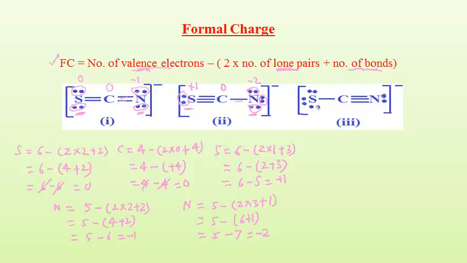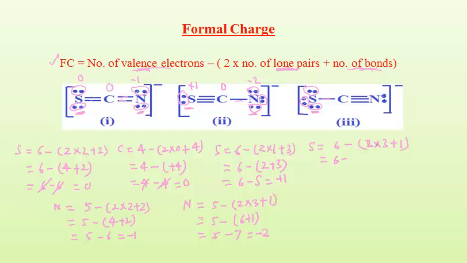Well, let's move on to the last resonance of thiocyanate ions, and we calculate the formal charge over the sulfur atom. We apply the same formula. Sulfur has 6 valence electrons minus 2 multiplied by number of lone pairs, and this sulfur atom has 3 lone pairs. I mentioned here 3, plus number of chemical bonds formed by this sulfur atom. It forms only 1 chemical bond.